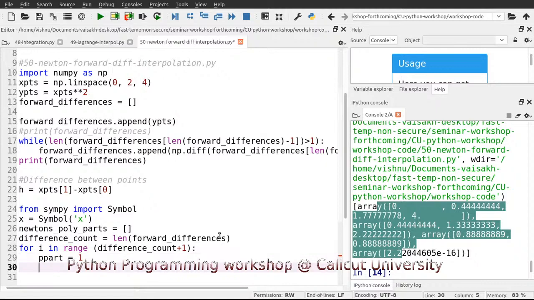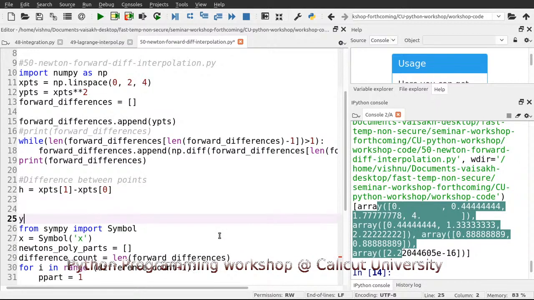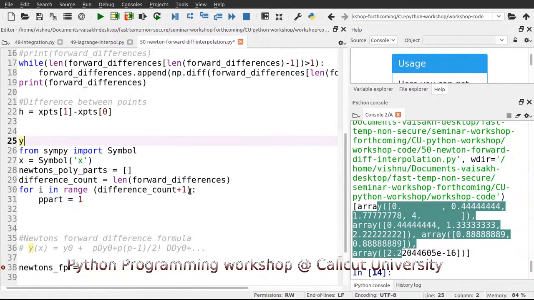What next? This is the formula that we have to evaluate, I will just type that once again. So p into p minus 1 by 2 factorial plus p into p minus 1 into p minus 2 by 3 factorial, into delta y naught. So this is the formula that we have to evaluate.